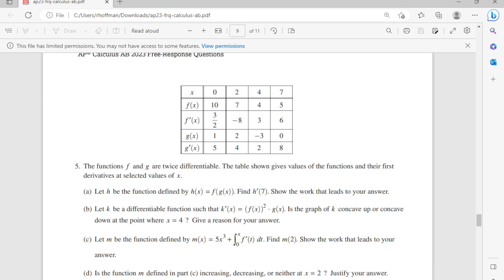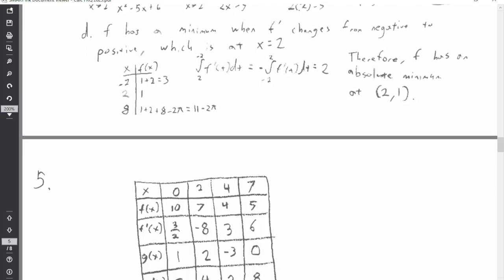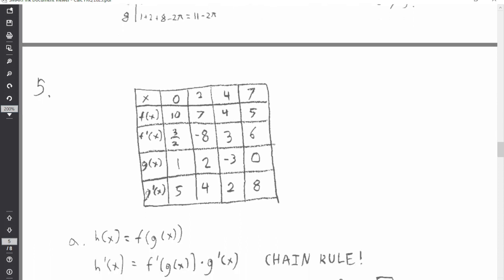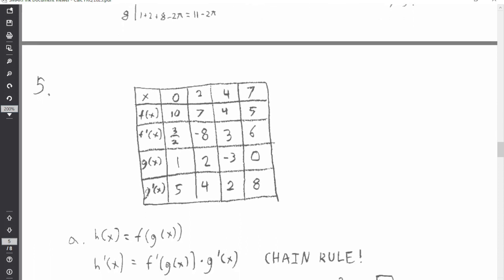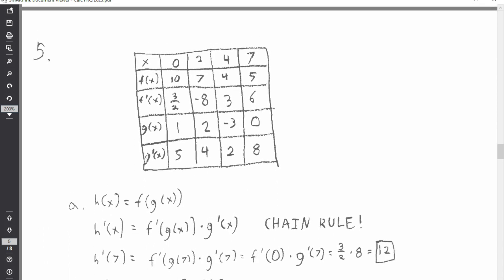H of x is f of g of x. Well, that's great news for us because to get the derivative of h of x, that's just a straightforward chain rule. So it'll be f prime of g of x times g prime of x. And it wants us to evaluate at 7. So we're going to plug in 7.